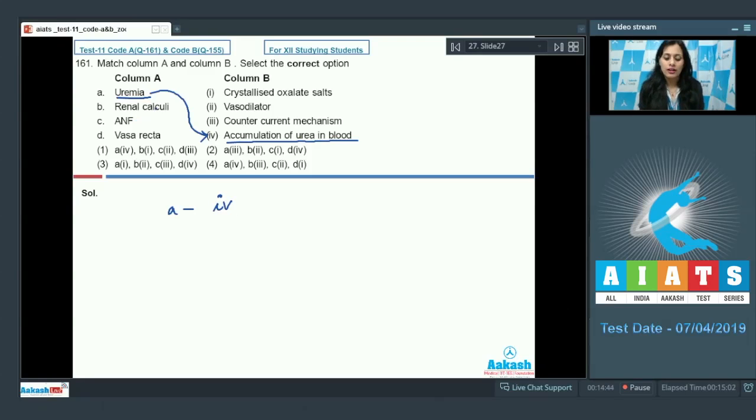The next option in column A is renal calculi, the condition in which insoluble masses of crystallized oxalate salts form within the kidney. So B option in column A goes with the first option in column B, crystallized oxalate salts. So B option goes with the first option in column B.